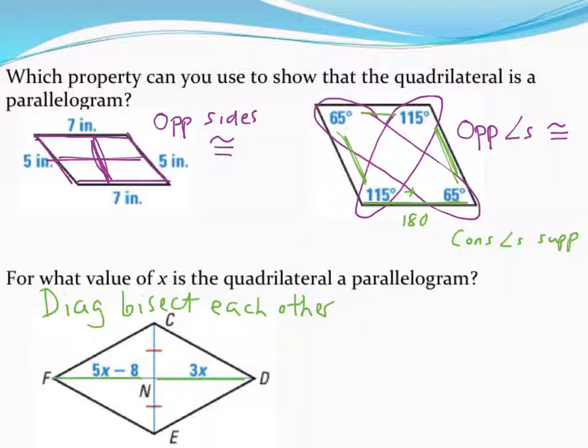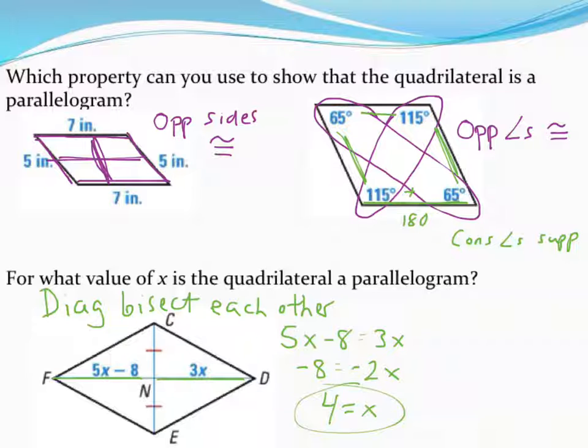Because I know those 2 pieces need to be equal to each other, the equation I'm going to write is 5x minus 8 needs to be equal to 3x. So again, the property is what has told me to write that. So once I solve that equation, I'm going to subtract 5x from both sides. So I would get negative 8 is equal to negative 2x, and then divide both sides by negative 2, and find that x equals 4.